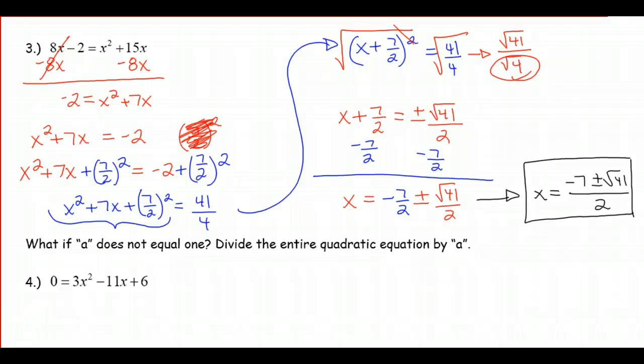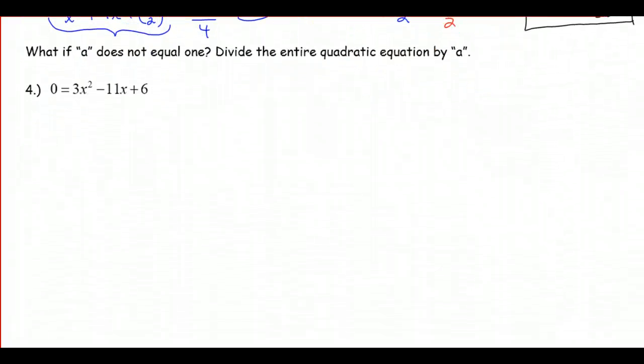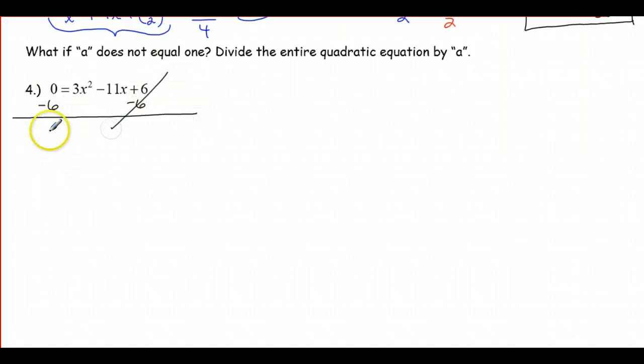All right, let's go ahead and look at number 4. What happens if our a value does not equal 1? All right, this is going to be a longer problem. So just like before, we have to get our x terms, our variable terms, on one side. So I'm going to start by subtracting 6 from both sides of the equation. When I do that, I get -6 equals 3x squared minus 11x.